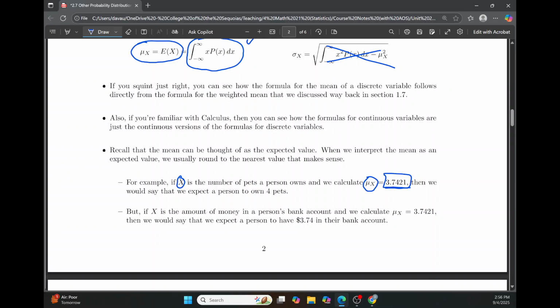Because you can't own 0.7421 pets, right? What you would do is round. You would say, well, we expect them to own 4 pets. So again, when we interpret the mean as an expected value, we're usually going to round to the nearest value that makes sense. Here's another example.